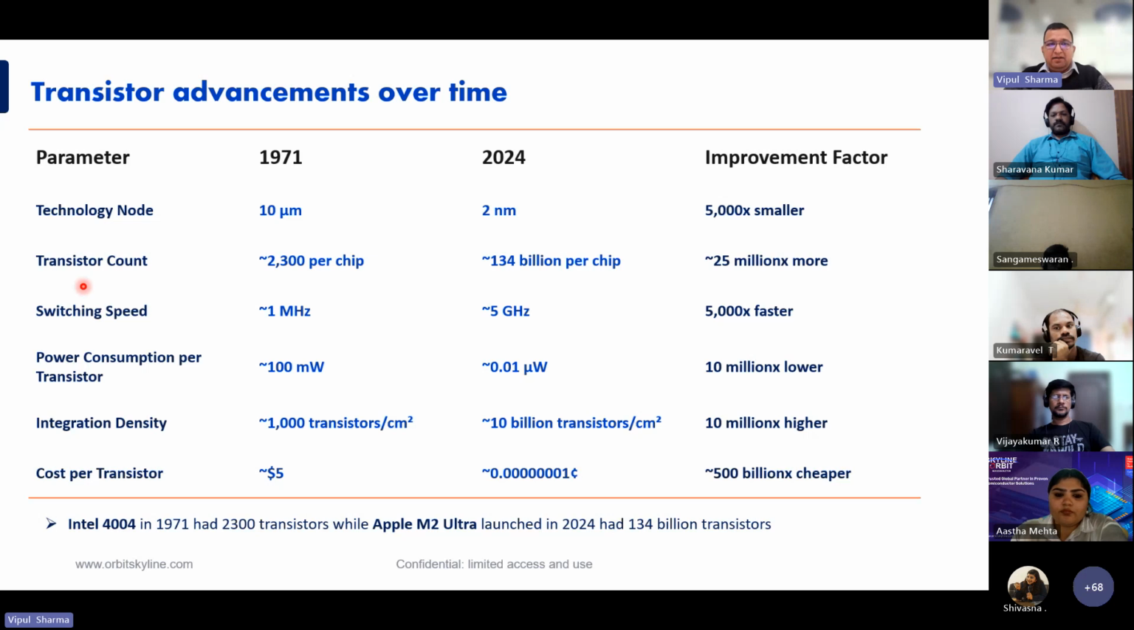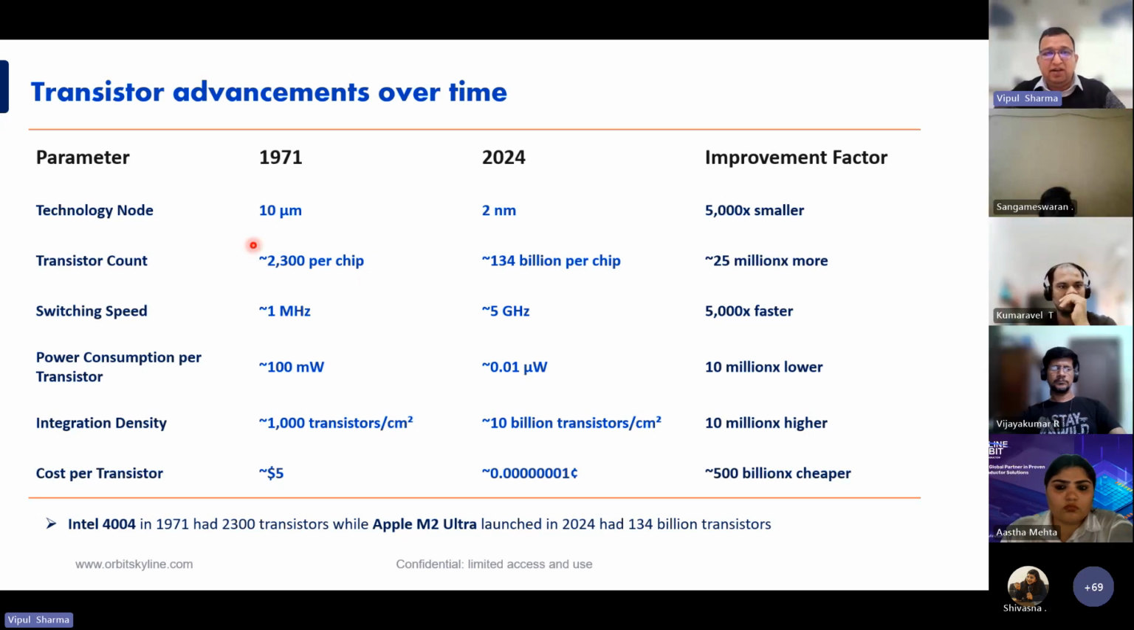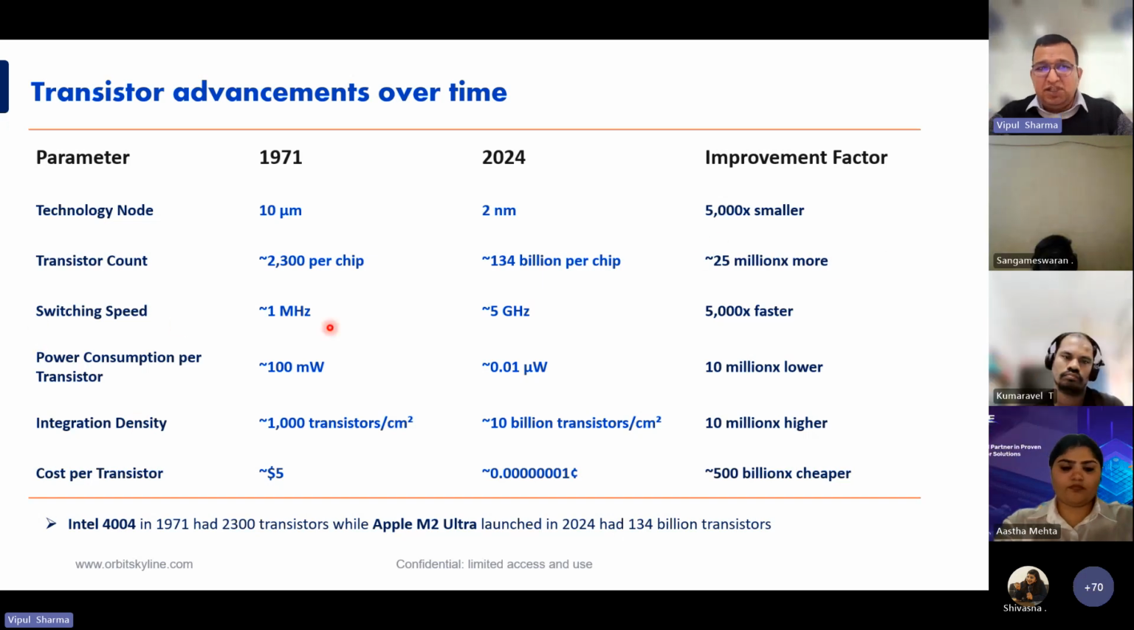Okay, and then the maximum number of transistors which can be fabricated on a single chip or silicon area. In 1971, it was 2,300. Only this many transistors could be fabricated with the technology available then. But now 134 billion transistors can be integrated on a single piece of silicon, a die. That is 25 million times more. Similarly, switching speed was 1 megahertz for those transistors 5 decades back. Now it is 5 gigahertz. That is 5,000 times faster.